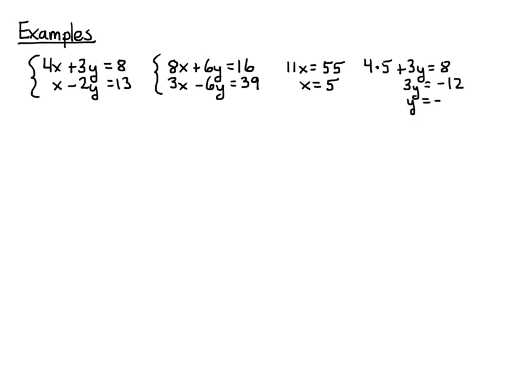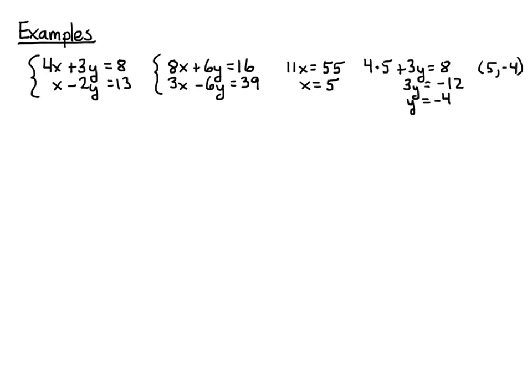So then I'll put the 5 in the first equation, so I have 4 times 5 plus 3y equals 8, and so I'll subtract 20 from both sides, and so I get 3y equals negative 12. Divide both sides by 3, and I get y equals negative 4. So there's my solution, it's going to be 5 and negative 4.